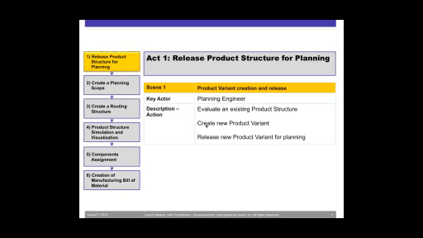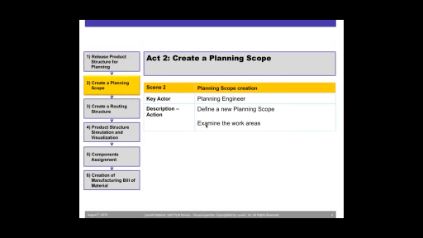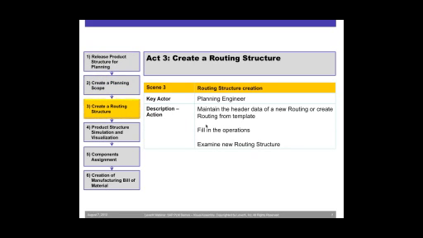We'll go through, if you will, the 6 different segments in the demonstration. First, we'll see a planning engineer who will perform 3 tasks: evaluate an existing product structure, create a new product variant, and release the new product variant for planning. In the second scene, we'll see a planning engineer define a new planning scope and examine the work areas. Scene 3, planning engineer will maintain the header data of the new routing or create routing from a template. He will fill in the operations, examine new routing structures.